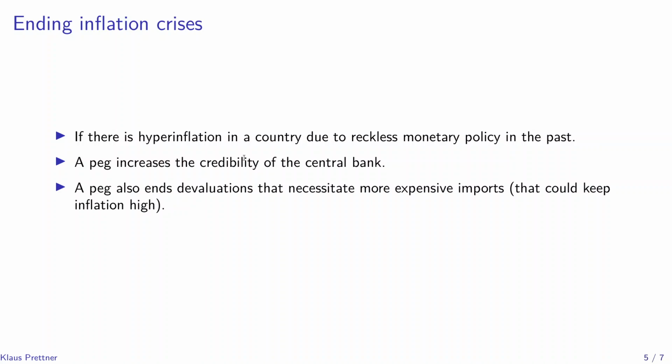In this case, it may be that in the past the country followed reckless monetary policy such that hyperinflation prevails, and in this case a peg to a hard currency would increase the credibility of the central bank. If people believe this peg and that the central bank will follow it, inflation rates can come down very quickly. Additionally, a peg can also end devaluations, by design, of course, and devaluations often lead to more expensive imports and could feed through to higher inflation again. So ending an inflationary crisis can be done by the use of a peg to a hard currency.